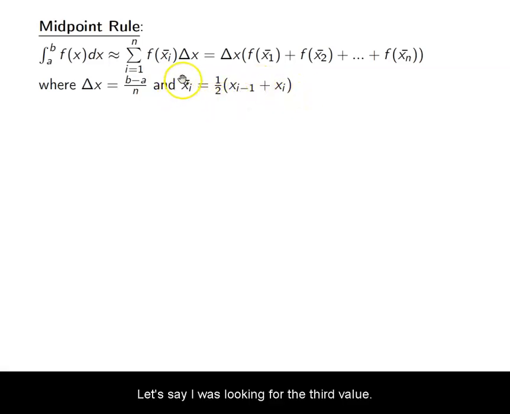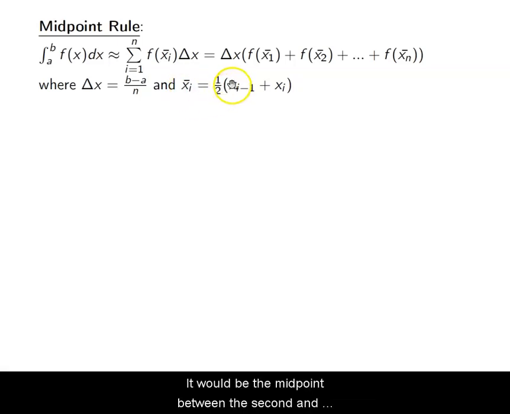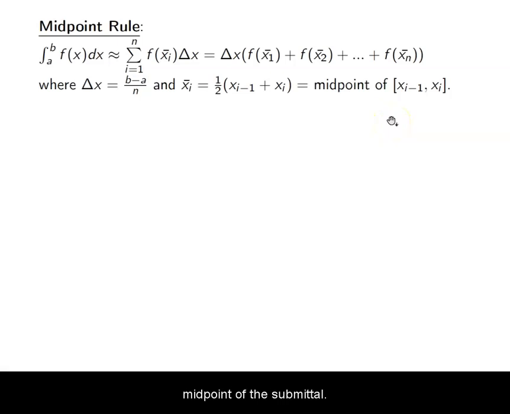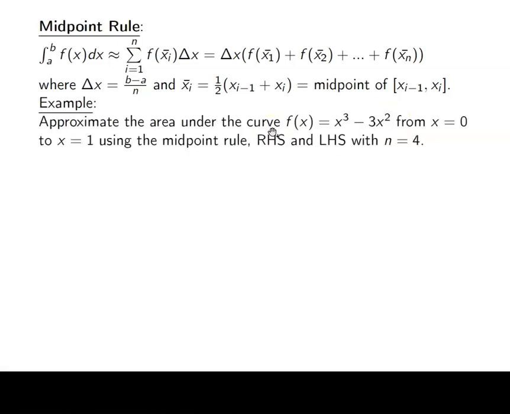So let's say I was looking for the third value. It would be the midpoint between the second and fourth endpoints, right? So that's how that works. So it's the midpoint of the subinterval xi minus 1 and xi. So let's go ahead and do an example with the midpoint rule.